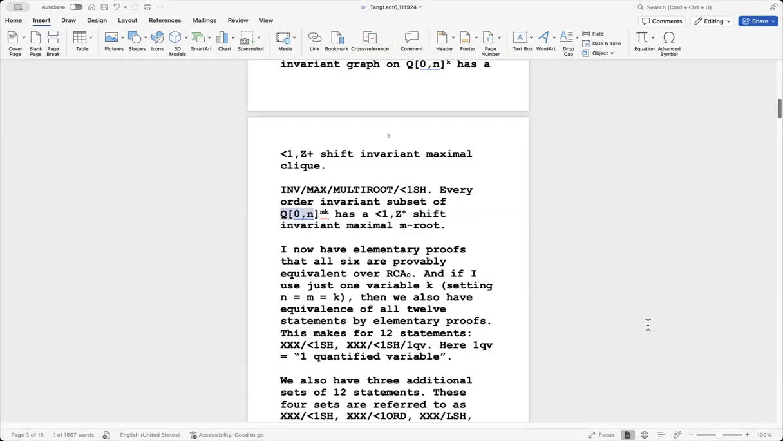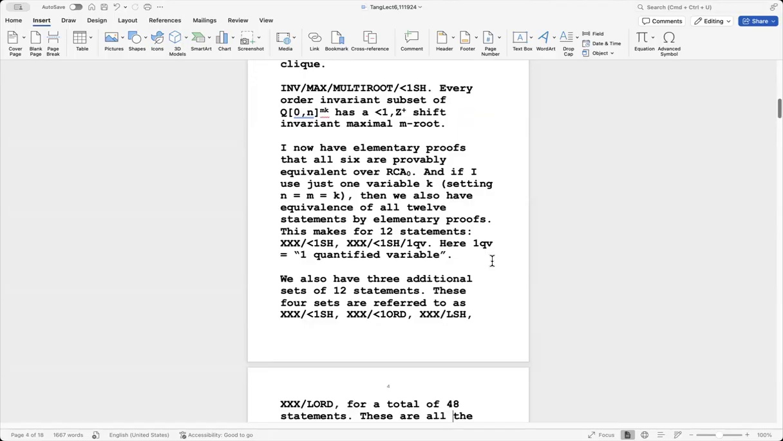All right. Now we also have 3 additional sets of 12 statements. These 4 sets are referred to as triple x less than 1 shift, triple X less than 1 ORed, triple X less slash lower shift, triple X slash lower ORed, lower order invariant. And these are based on four different notions of invariance. So you have a total of 48 statements.